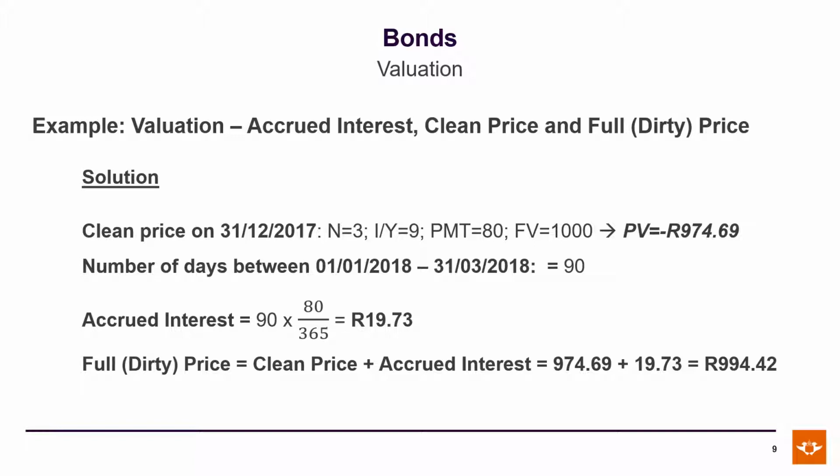You input 01.012018, orange arrow, MU button, then it's 31.032018 equals. And from there, it becomes straightforward. Our accrued interest is 90 for the number of days times 80 over 365, which gives us 19.73. And if we add the 19.73 to the 974.69, we get a dirty price of 994.42.